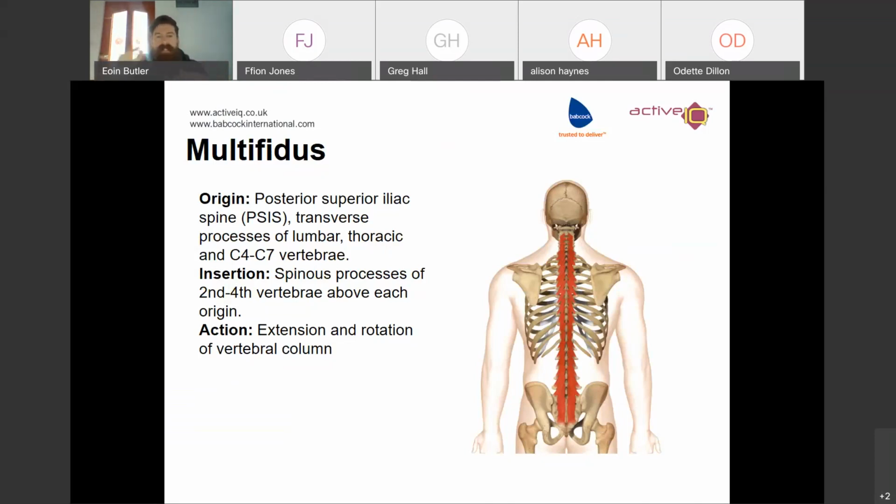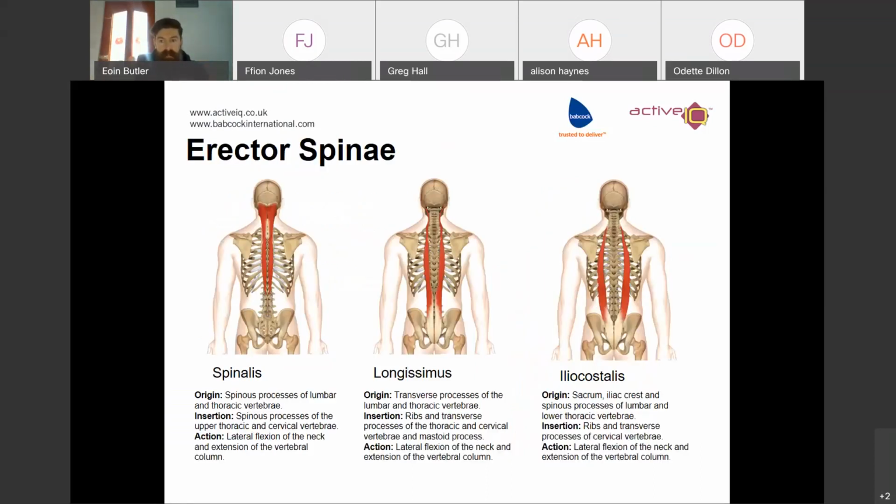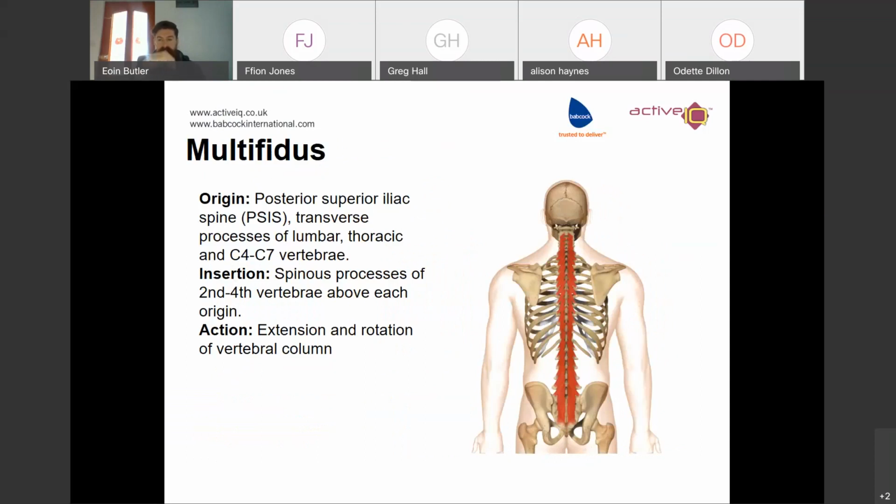So what we need to think about here is the difference between erector spinae and multifidus muscles. I don't know if you can see my hand, but this is my spine. As the spine is flexed, what erector spinae does is it extends the spine in one movement. The multifidus will extend the spine vertebra by vertebra.